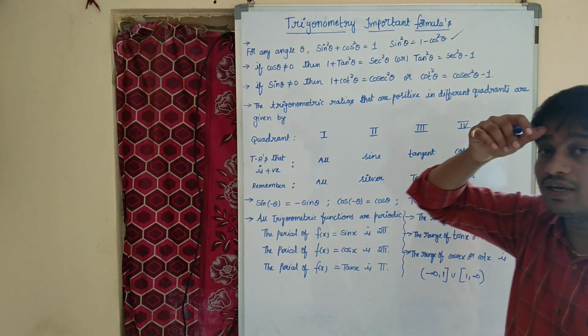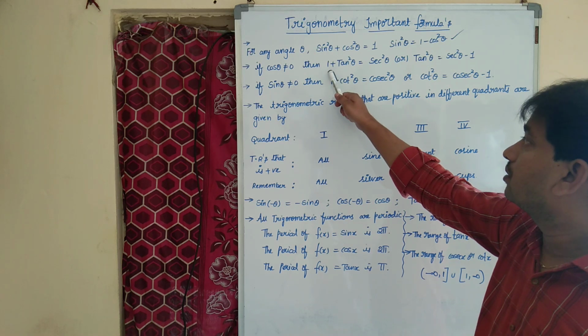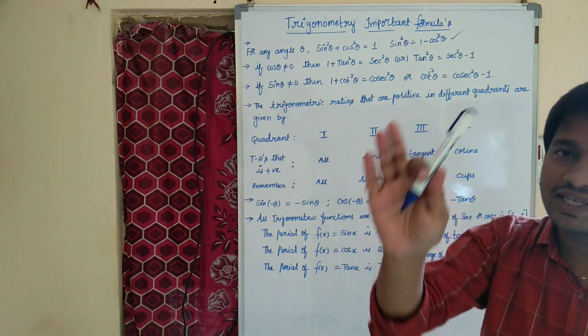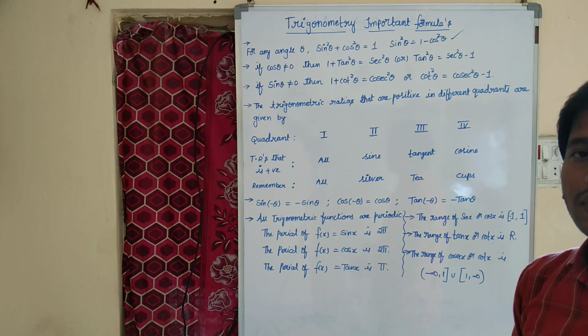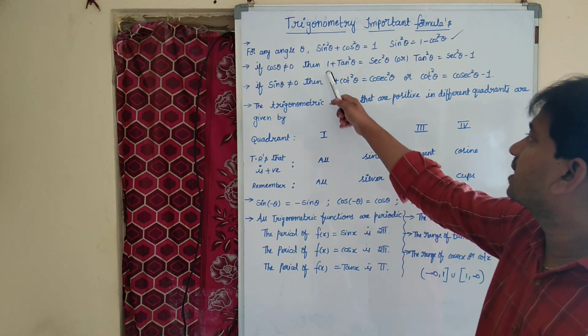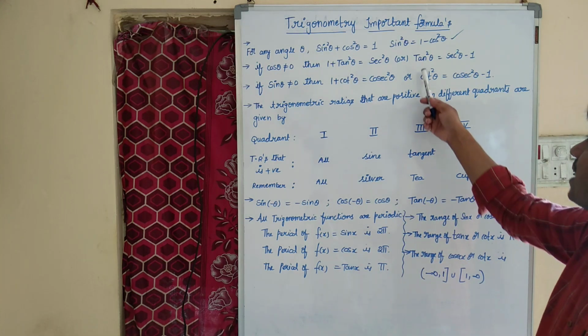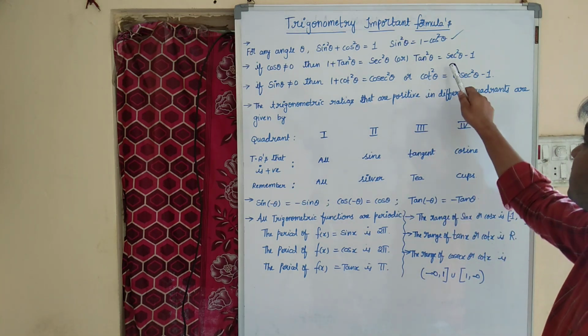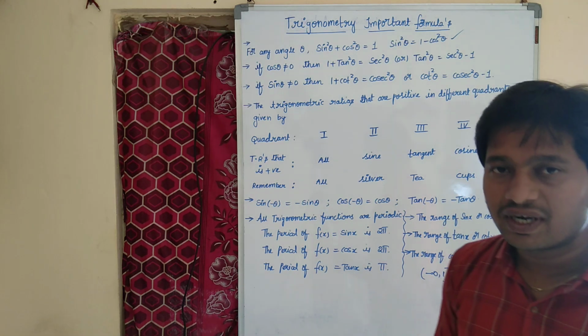Now coming to the second one, if cos theta is not equal to 0, then we have the trigonometric second identity: sec square theta minus tan square theta equal to 1. Hence, sec square theta is nothing but 1 plus tan square theta. What about tan square theta? Tan square theta is nothing but sec square theta minus 1. That is the second trigonometric identity.